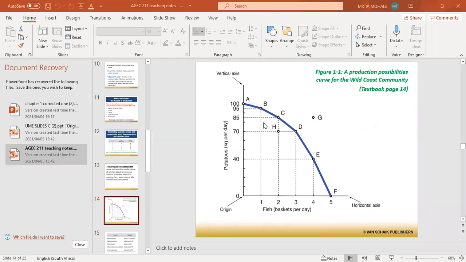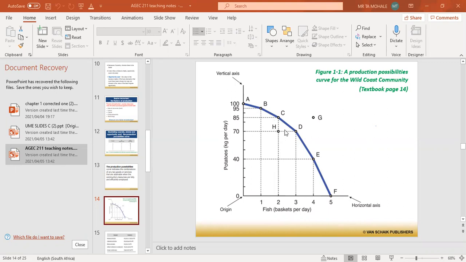Right? Then A, B, C, D, E, F, and H are called attainable combinations only. You just say attainable combinations. It means that we can achieve those. And then point H, combination H. Remember, this is a combination because it's a combination of what? Of potatoes and fish. At point H, there are 70 kgs of potatoes per day and 2 baskets of fish per day. It's a combination, right? So A, B, C, D, E, F, and H are called attainable combinations.